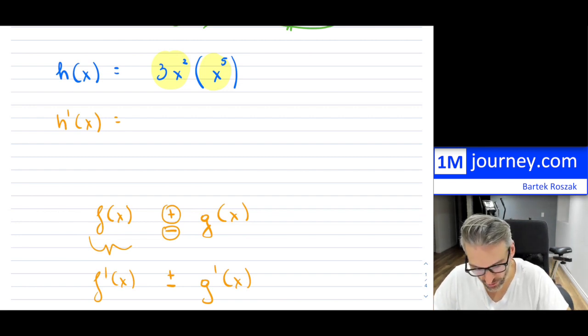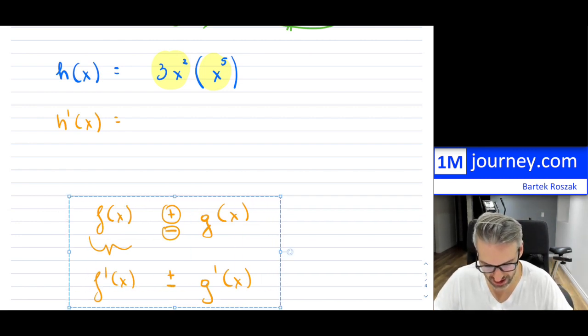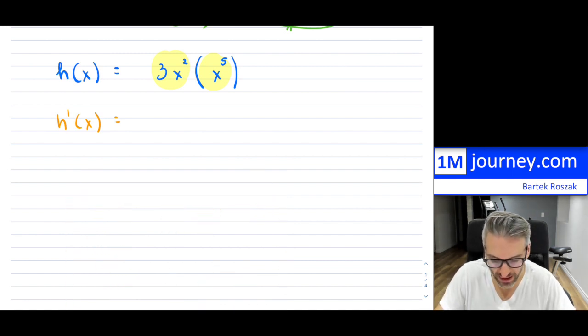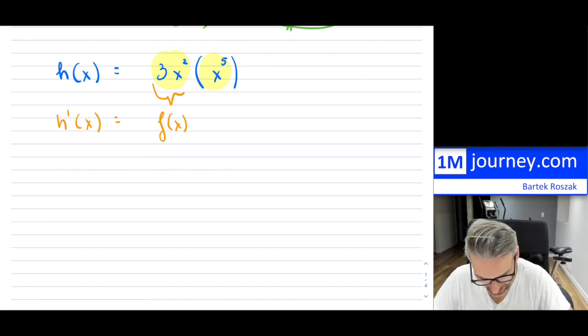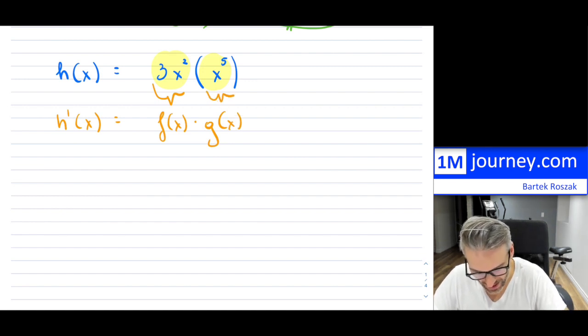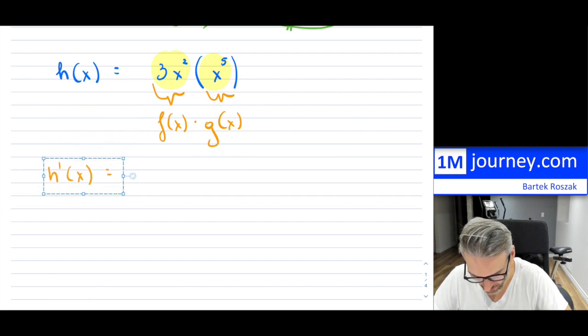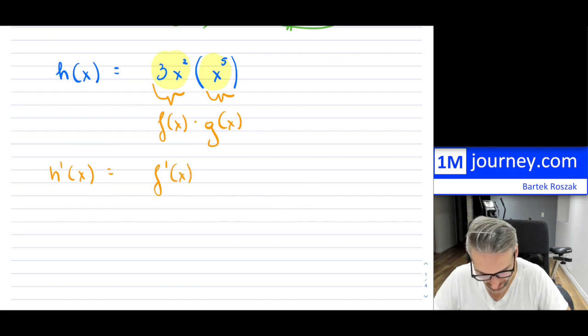Now, would we want to have something very similar? Yes. Unfortunately, it's not that easy. I can't just say, if this is my first function, f(x), and it is multiplying my second function, g(x), that the derivative is just the derivative of the first function multiplied by the derivative of the second function. That's not going to work.